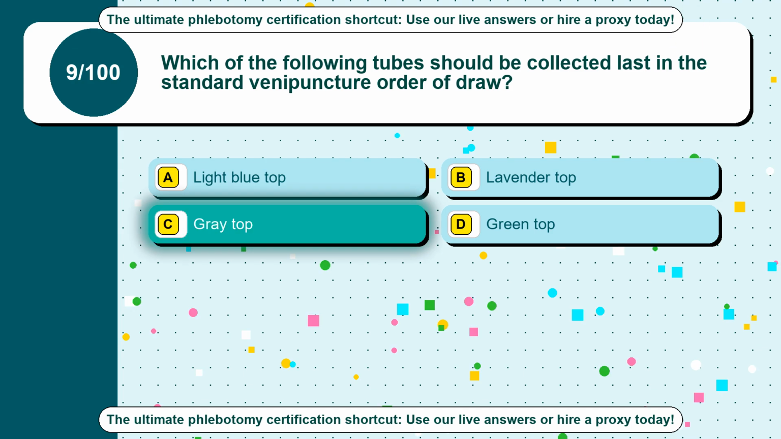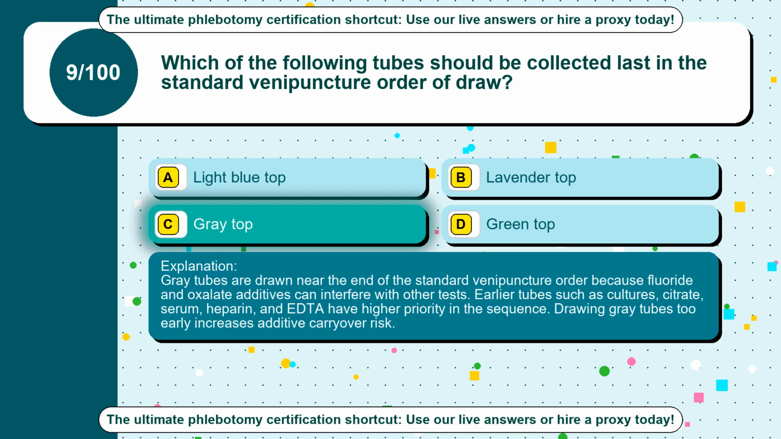The correct answer is option C, gray top. Gray tubes are drawn near the end of the standard venipuncture order because fluoride and oxalate additives can interfere with other tests. Earlier tubes such as cultures, citrate, serum, heparin, and EDTA have higher priority in the sequence. Drawing gray tubes too early increases additive carryover risk.